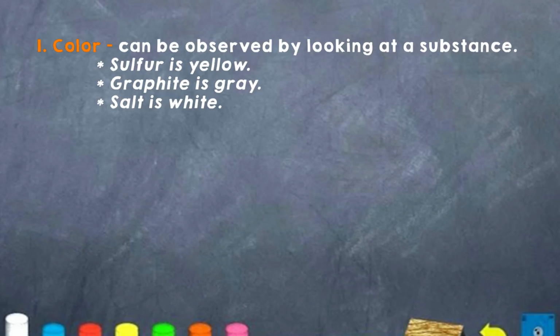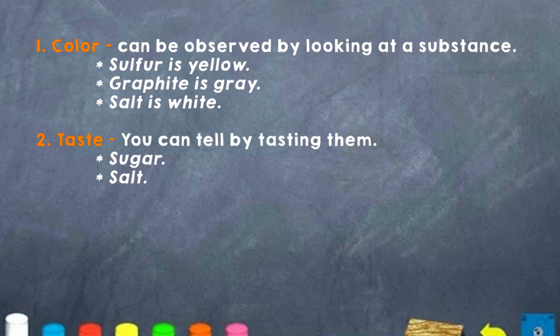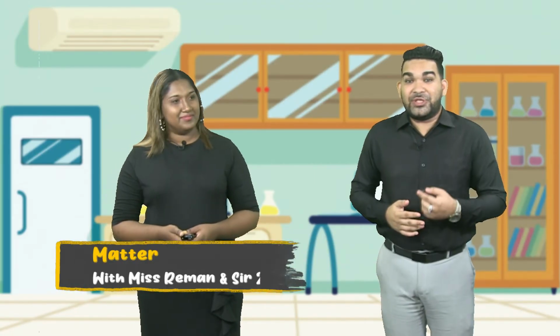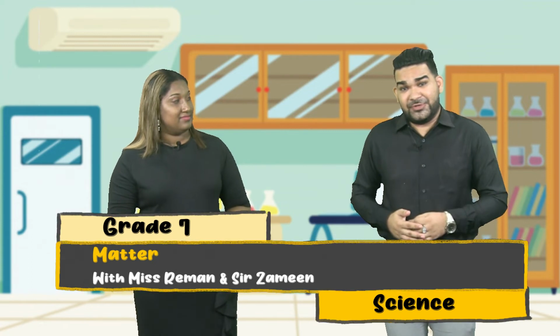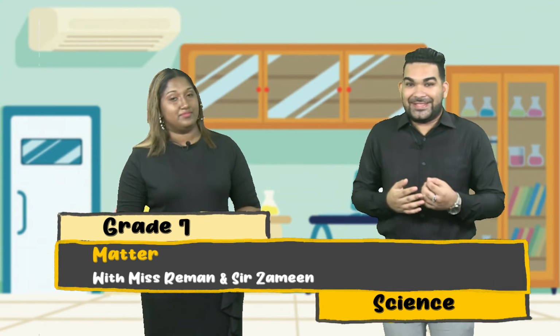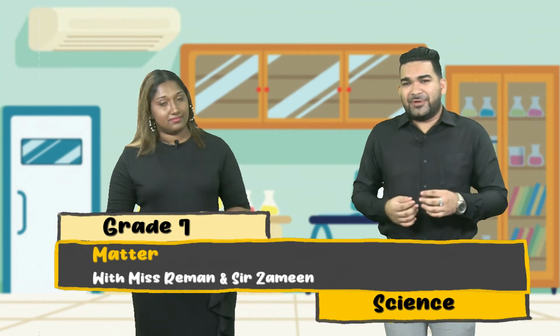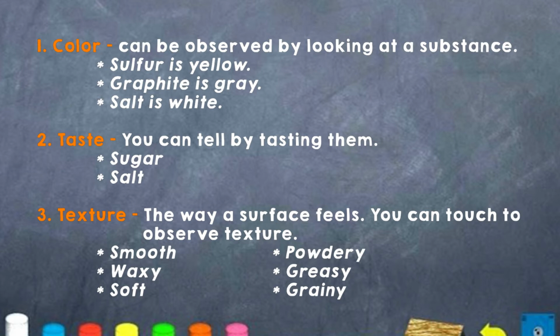Firstly, we can look at the color of an object. We can observe by looking at the substance, seeing what color they may have, and so on. For example, sulfur is yellow, graphite is gray, and salt is white. You may also use your tongue for tasting. However, I'm cautioning you, we do not taste anything in the laboratory, right? I'm talking around in our home, you can taste if something is sweet or salty, if mommy put a little too much salt in the food or not. And texture. What do we use for texture? Our hands. The way a surface feels.